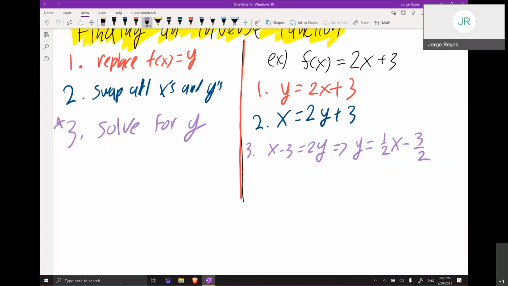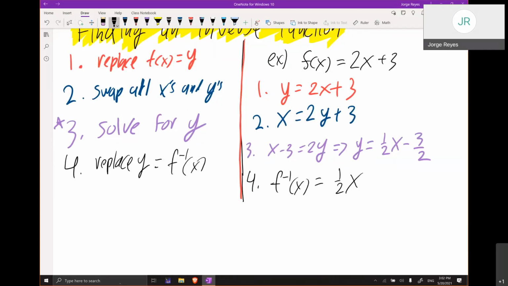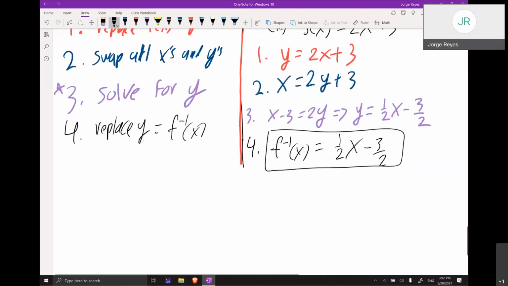And that's a line, okay? And then the last step, step 4, replace y with f inverse of x, because that is the answer. F inverse equals 1/2 x minus 3 over 2. Okay, so that is how you find an inverse. And I can prove it works. Just to check.